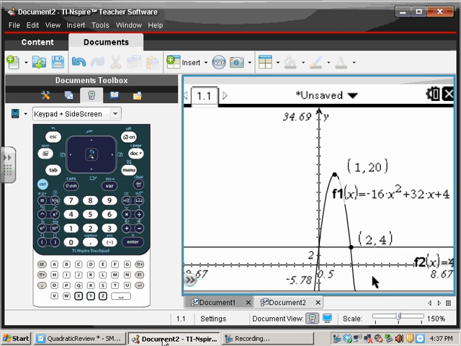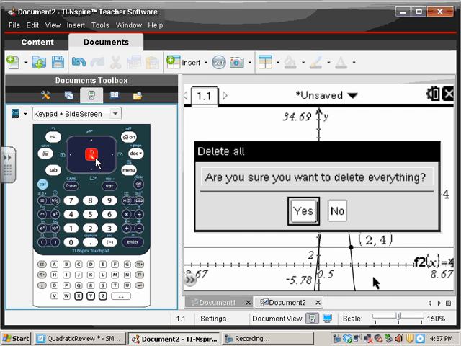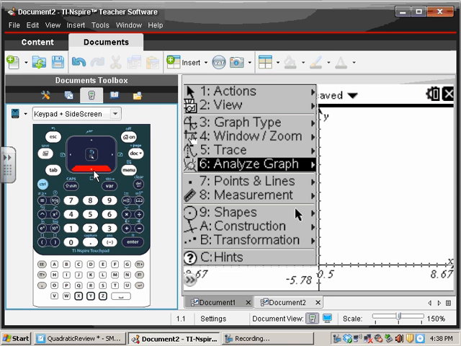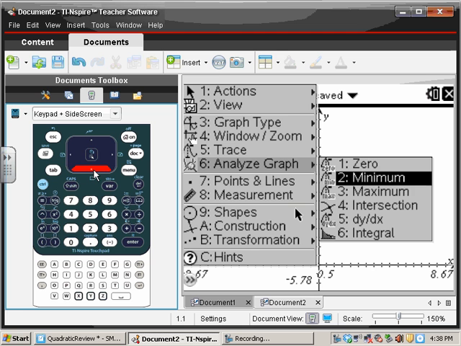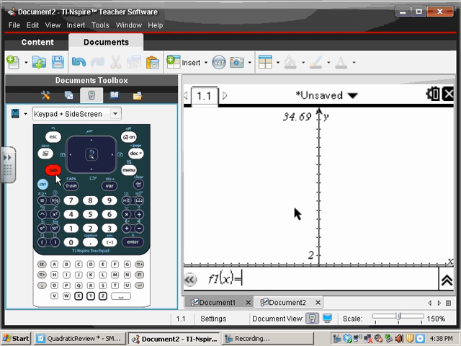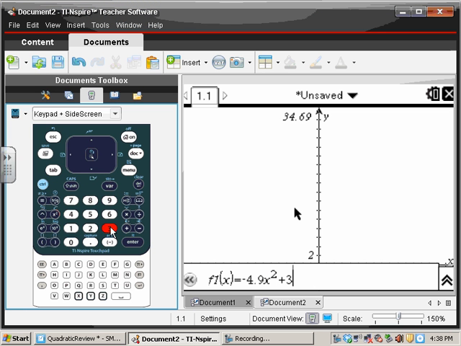So I go to my graph, I go to menu, actions, delete all, because I'm done with that old stuff. Yes, I want to delete everything. So now I'm going to menu, analyze graph. First I have to graph it. What are you doing, Mr. Gordon? Get your head out of the sand. So first I have to graph it. Negative 4.9 x squared, what was it? Plus 30x plus 1.4. Thank you, Jerry. And I graph that.